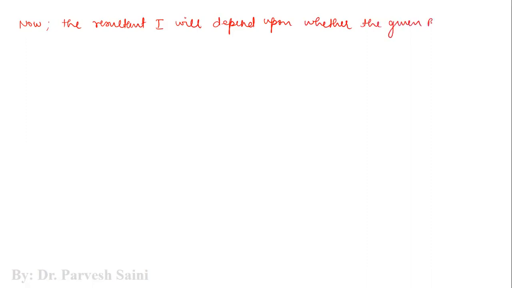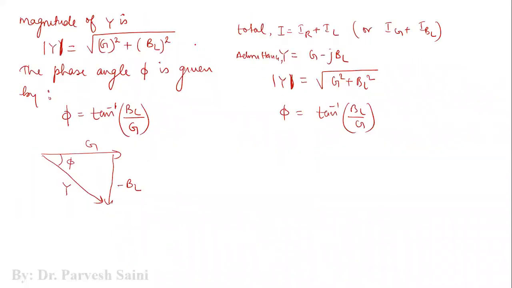Now the question is, where will the resultant phasor lie? The resultant current will depend upon whether the given RLC circuit is inductive or capacitive, right? So this we can understand from the concept which we understood previously.